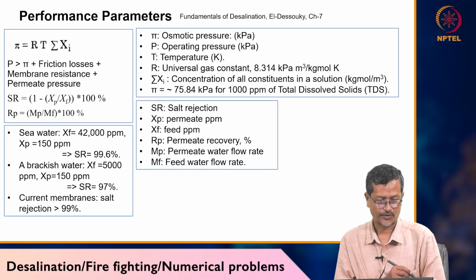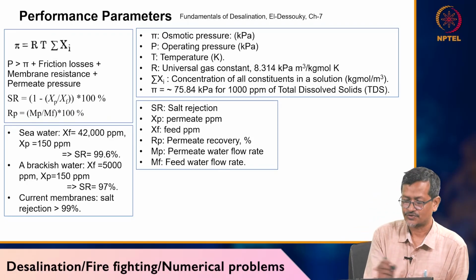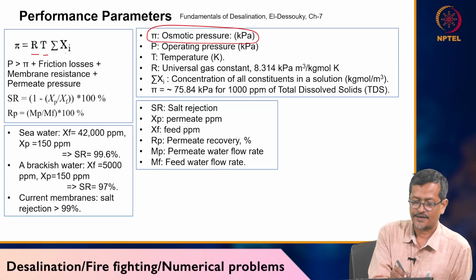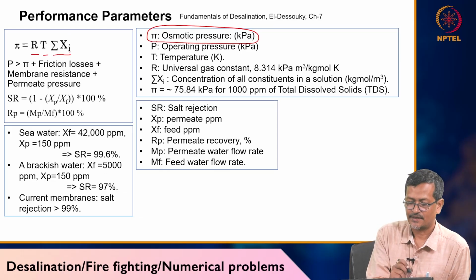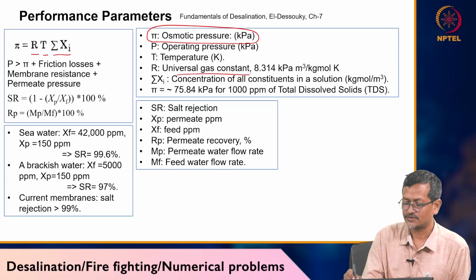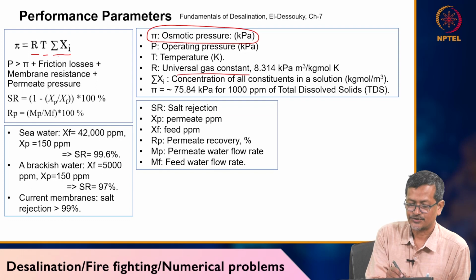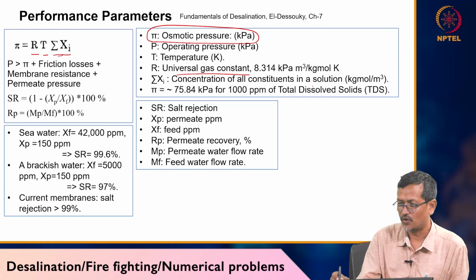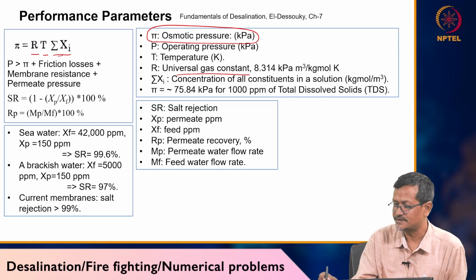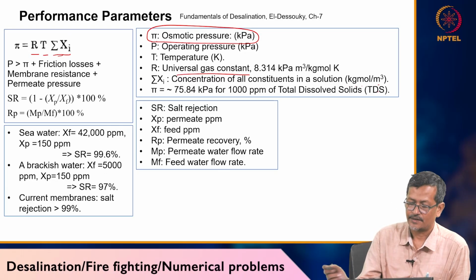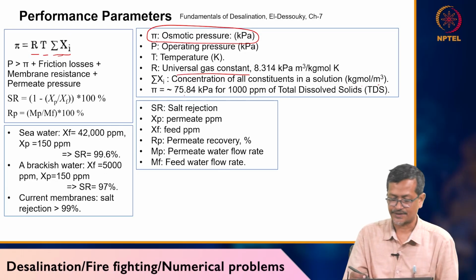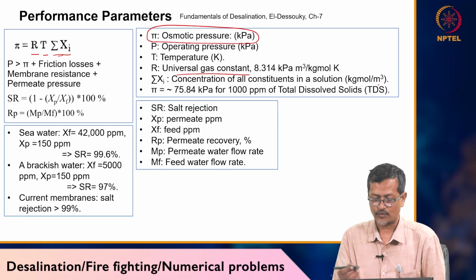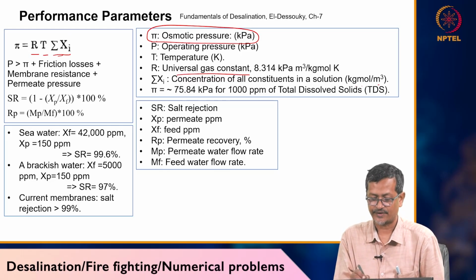Now see some formulas. Pi is your osmotic pressure and the unit is kPa. So pi equals RT summation of xi. R is your universal gas constant, T is your temperature in K, and summation of xi is the concentration of all constituents in solution, in kg mole per meter cube. And the pi value is normally taken as about 75.84 kPa for 1000 ppm of total dissolved solids.